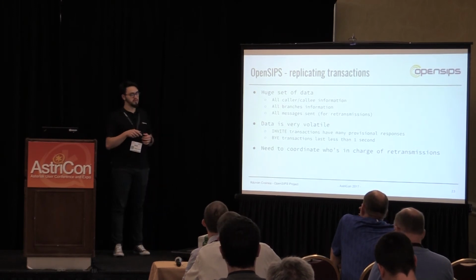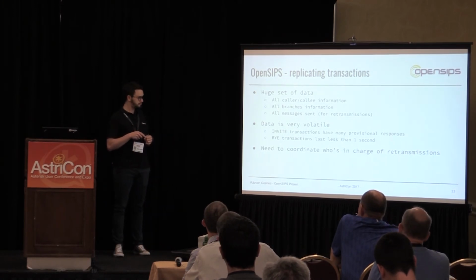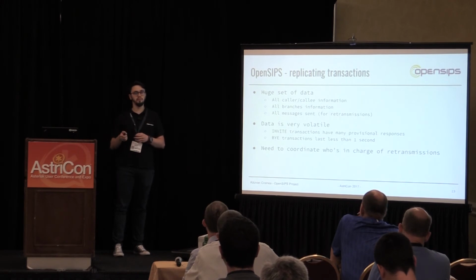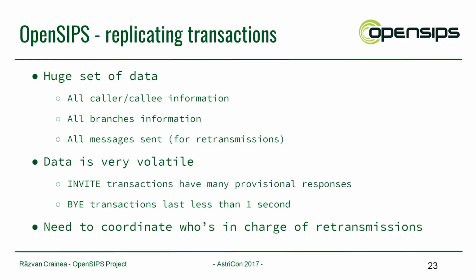And also for a transaction, you need to replicate the full messages, and that for each leg. You need it because if one of the callees does not reply, then you need to retransmit again. So all the instances need to share all this information. So you end up sending a few kilobytes of data for every single call.